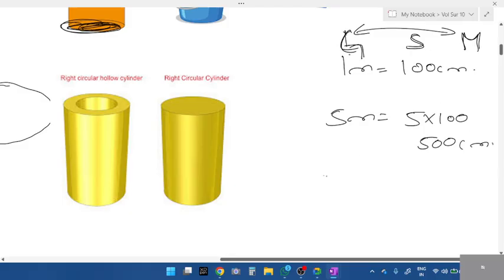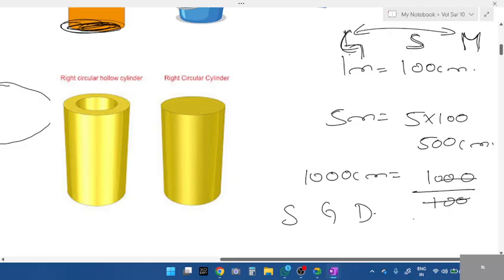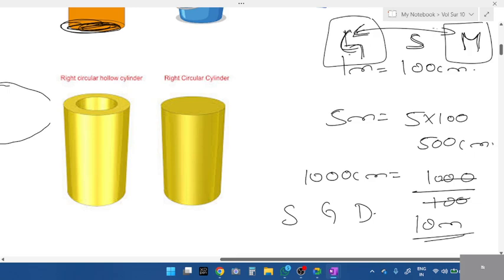We are multiplying. If they give 1000 centimeters and tell you to convert into meters, so from small to greater, you divide. Take this 1000, divide it by 100. Two zeros get cancelled. 10 meters is the answer. Most of the questions you get only in meters and centimeters. Remember this conversion, GSM, or just remember GM. Whenever it is greater to smaller value, we multiply. Okay, first concept.